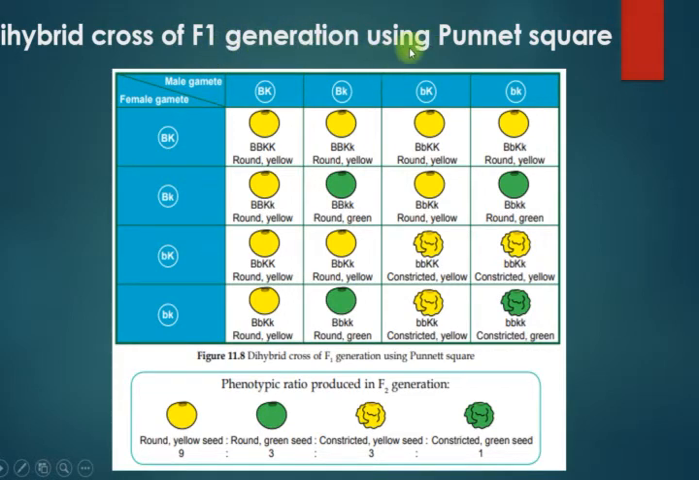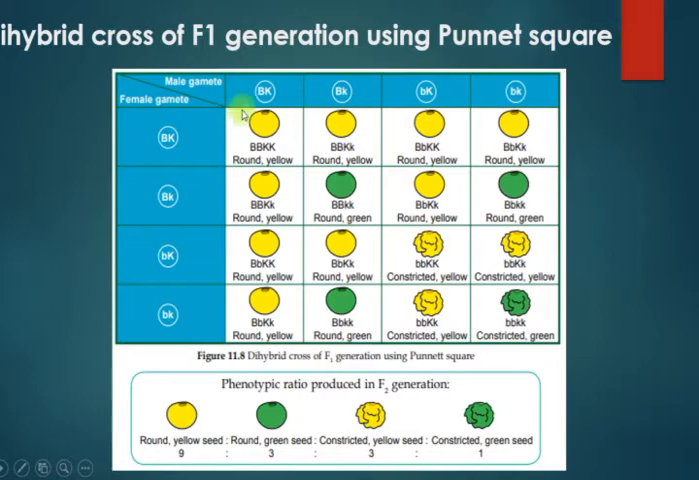And then you have to use the Punnett square. Why do we have to use the Punnett square? Because there are so many gametes here, so many gametes for the male gamete, or for the first plant here. There are four different gametes that represent four different genotypes. And the second plant also has four different genotypes. So when we do the dihybrid cross of the F1 generation using the Punnett square, what do we get?